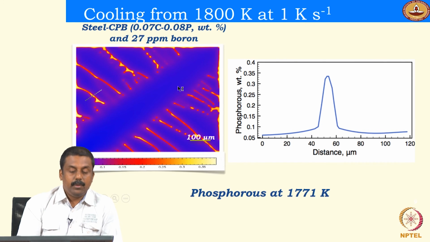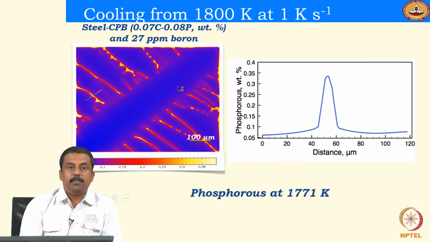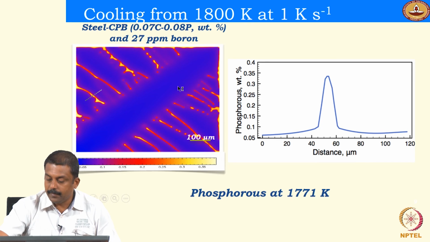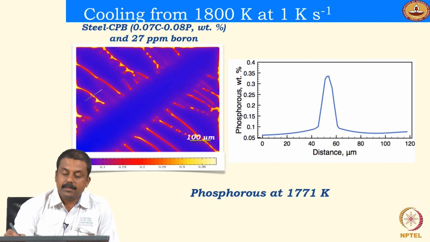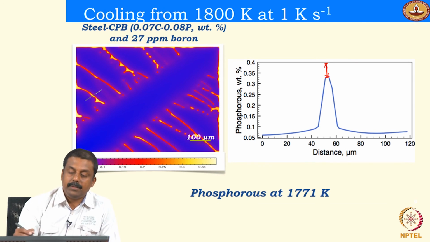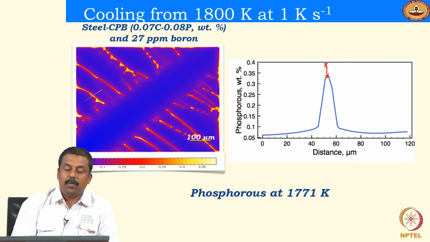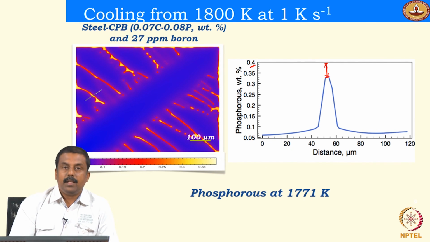So what does boron do? What we see here is in a steel CPB, where we have 30 ppm of boron. What happens with the presence of 30 ppm of boron, you already see that the amount of phosphorus at the dendritic boundaries decreases. Previously without boron, you see that the phosphorus concentration can go up to close to 0.4, whereas by adding 30 ppm of boron, the phosphorus at the dendritic boundary is already decreasing to about 0.1%.